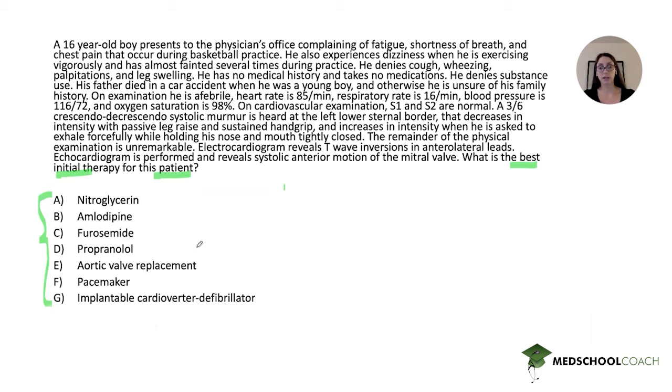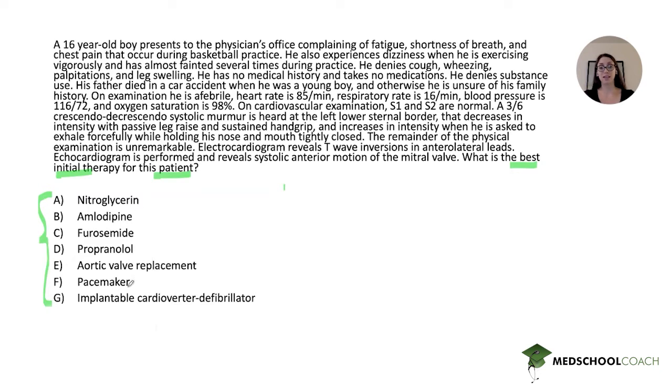So this is going to be a classic boards question where the first step is going to be to identify the diagnosis, and the second step will be to answer a specific question about the diagnosis. And the key point here is to notice that they're asking what the best initial therapy is. So this is going to be one of those questions where you need to know what you would do first as opposed to what all the correct answers are.